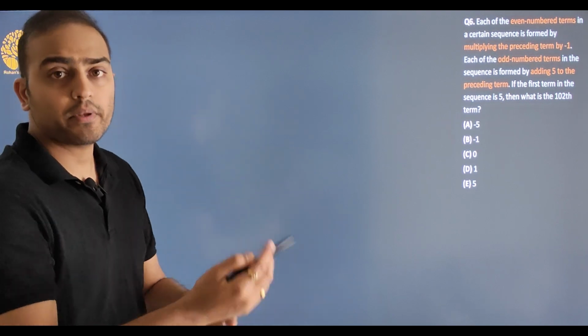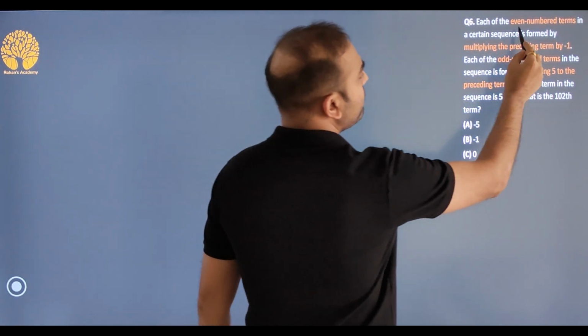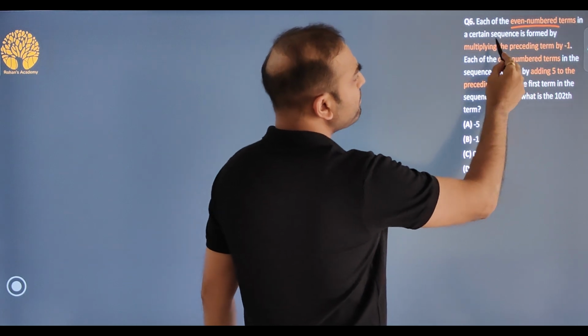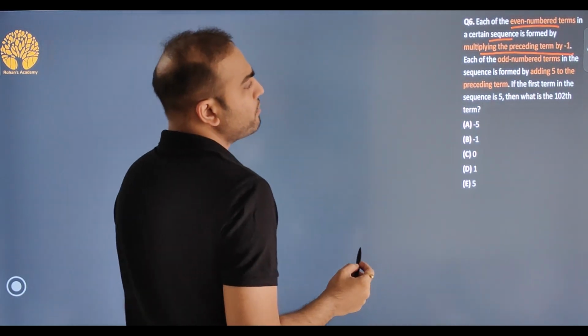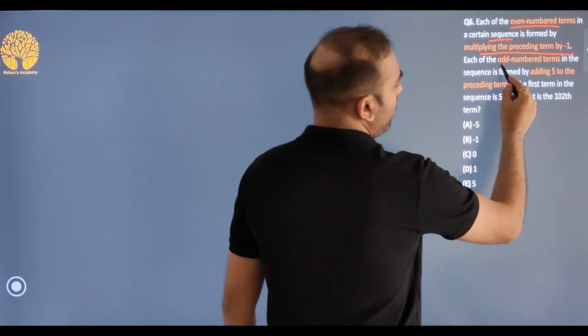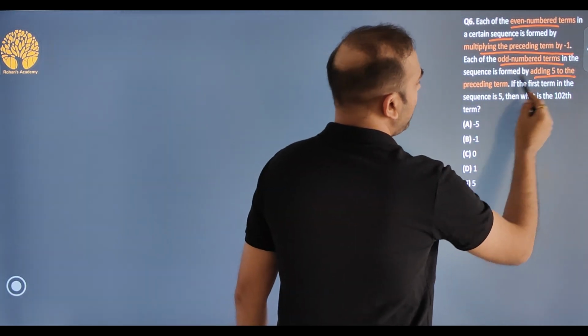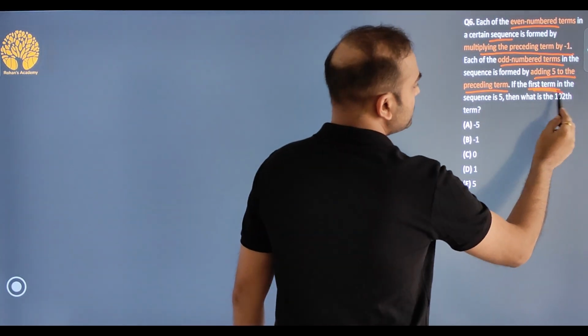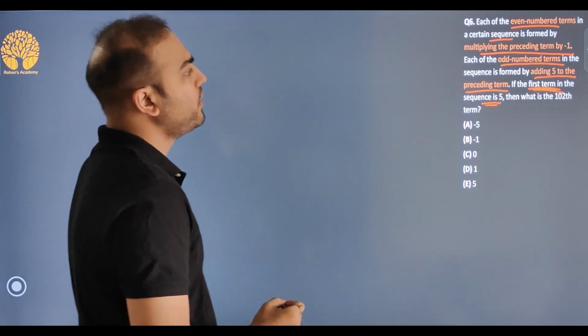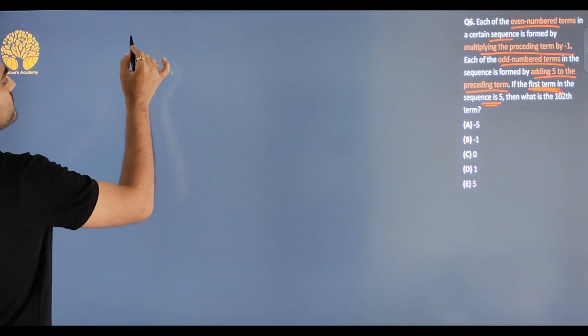Again, a question similar to what we did just now. So see, we have an even number term of a sequence formed by multiplying the preceding term by minus 1. An odd number term is formed by adding 5 to the preceding term. Okay, first term is 5. Let's just write down the sequence formula.